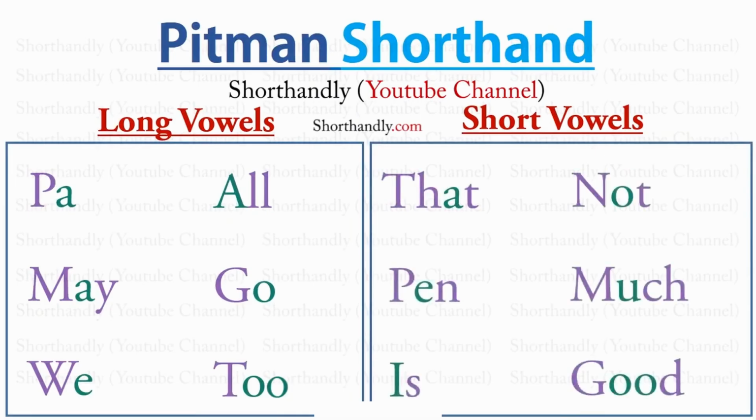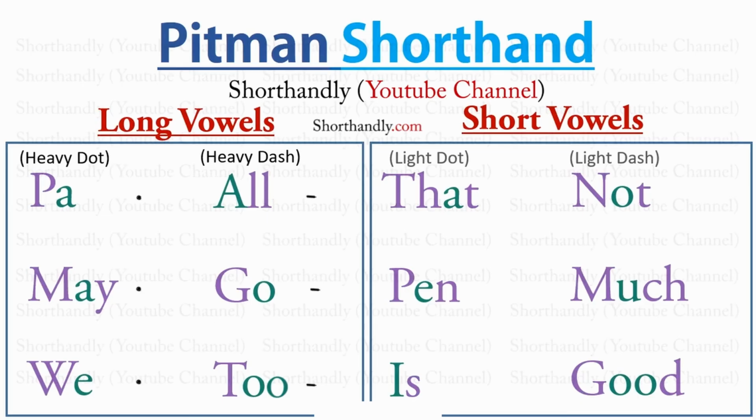Now let's see how these vowels are represented. Long vowels are represented by a heavy dot and a heavy dash, while the short vowels are represented by a light dot and a light dash. So the long vowels pa may we are represented by a heavy dot and all go to are represented by a heavy dash, while the short vowels that pen is are represented by a light dot and not much good are represented by a light dash.